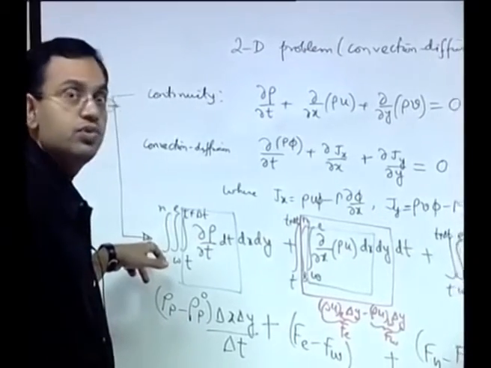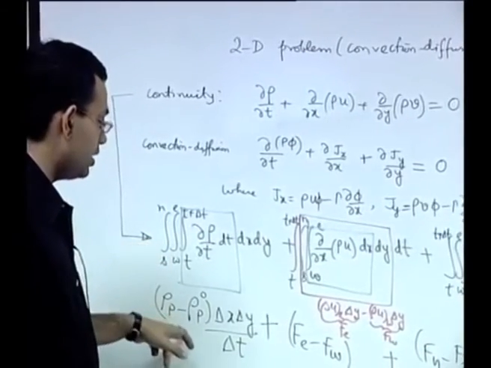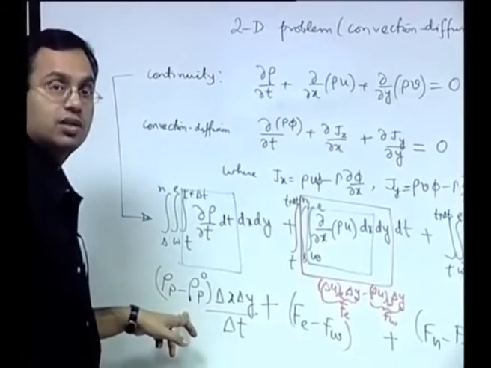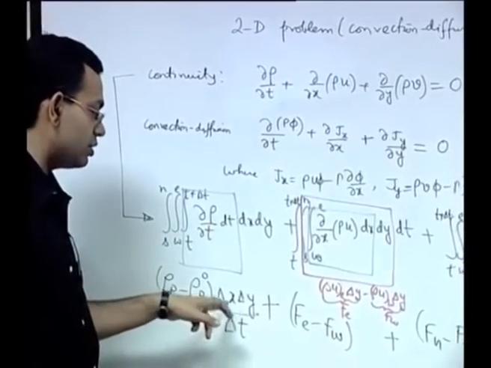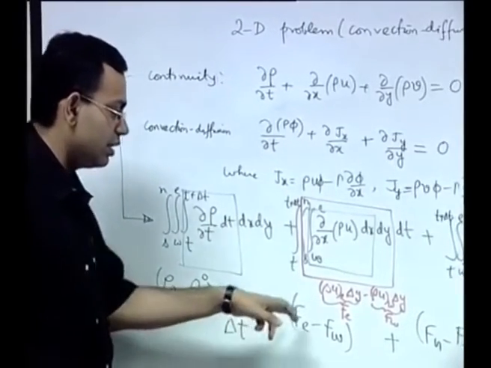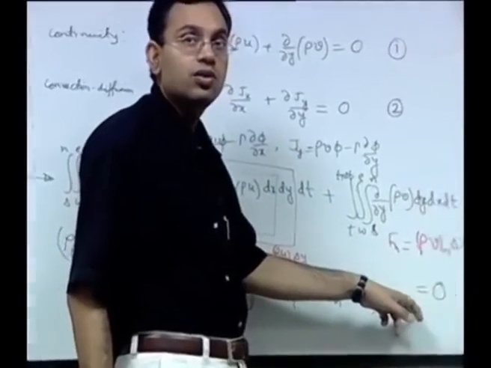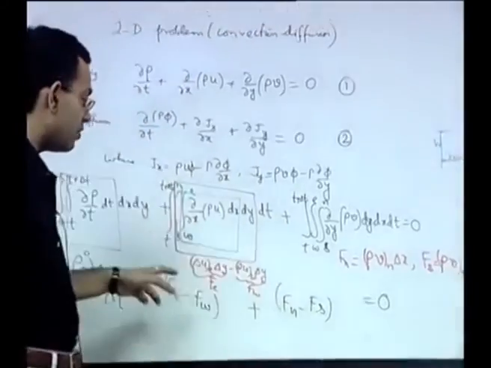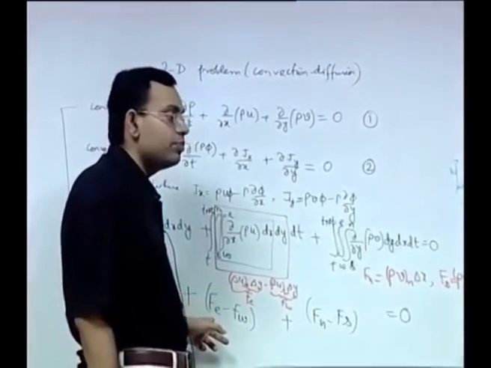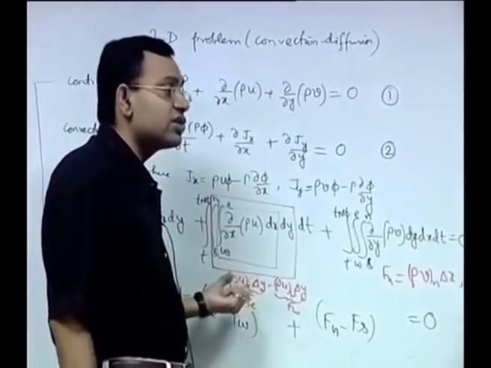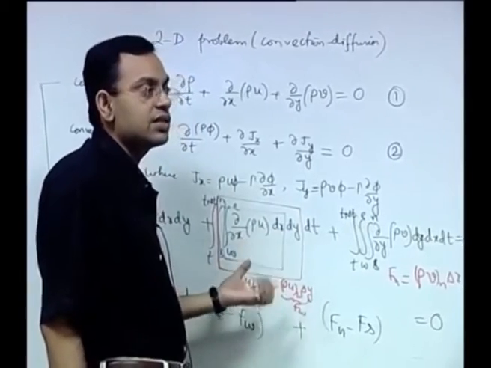the control volume chosen, and from that we obtained the following equation: (rho P minus rho P naught) delta x delta y by delta t plus Fe minus Fw plus Fn minus Fs equal to 0, where the quantities capital F represent sort of flow strength across various faces of the control volume.